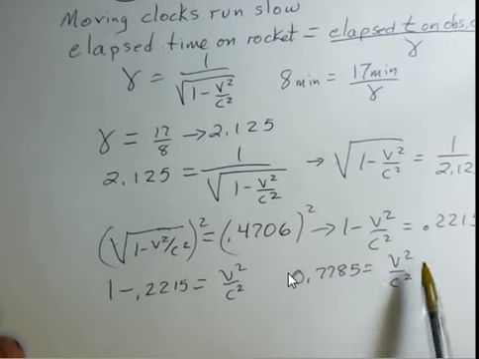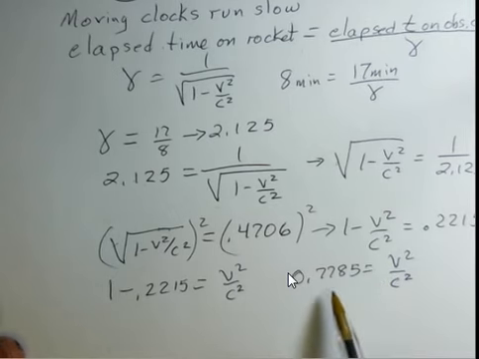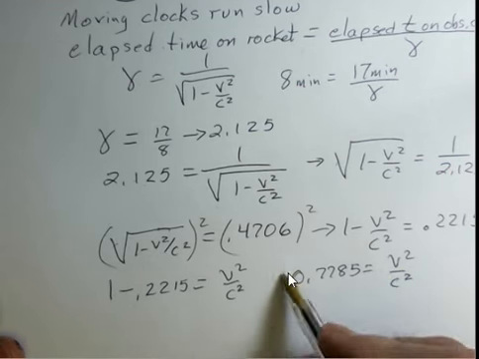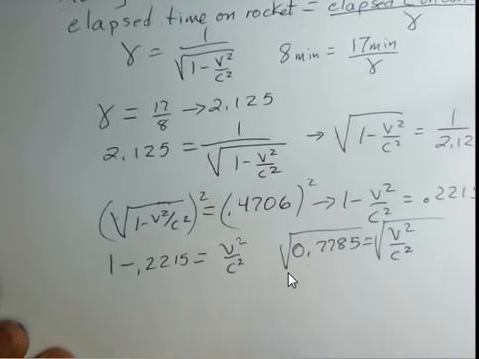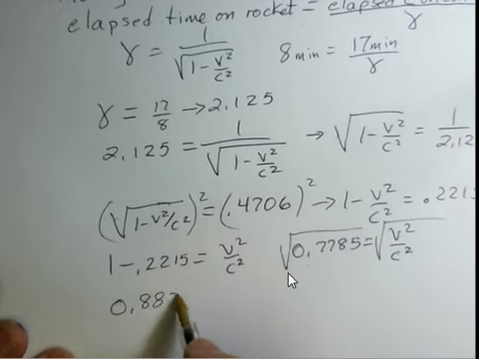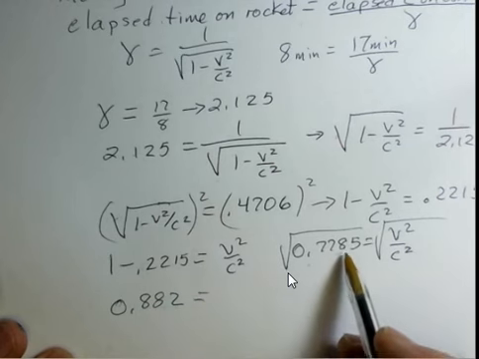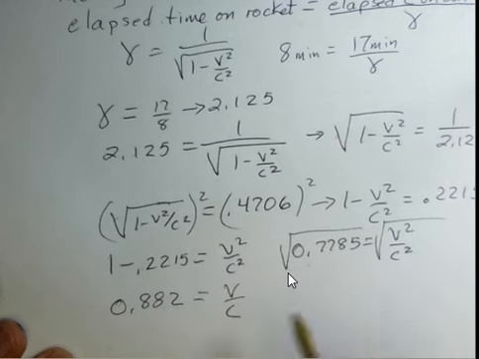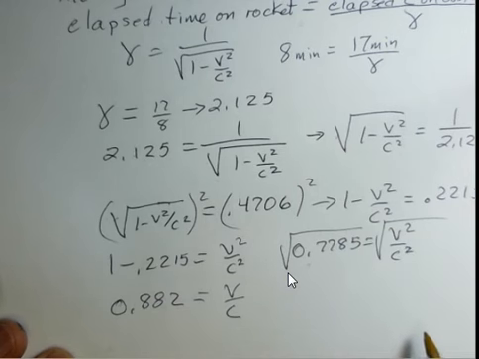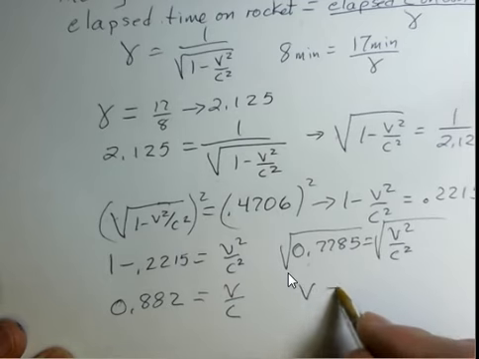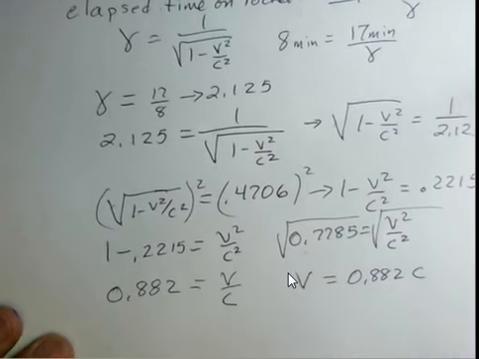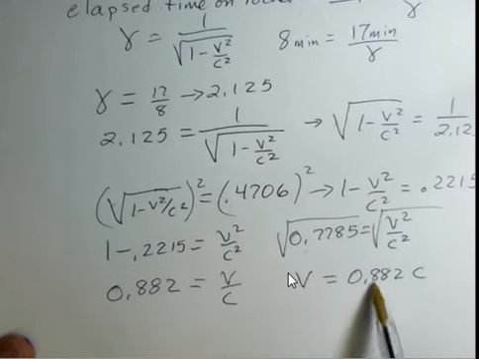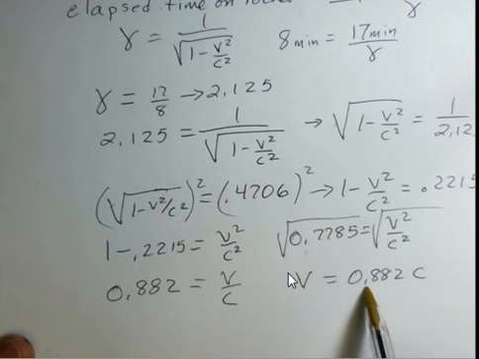We want v, we don't want v squared over c squared, so let's take a square root of both sides now and feed that into the calculator, and you get 0.882 for the square root of 0.7785, and you get v over c for the square root of v squared over c squared. Multiply both sides by c, and we get that, I'll put the v on the left side, v equals 0.882 times the speed of light. C represents the speed of light. So is it reasonable? Well, at least it's underneath the speed of light.